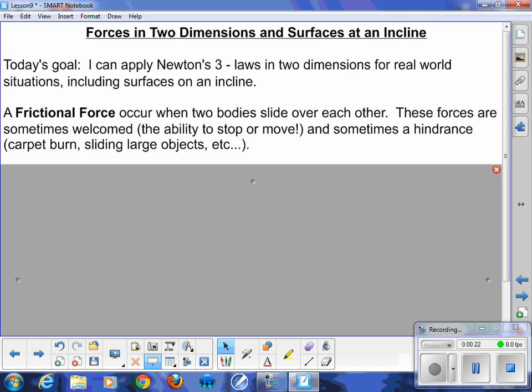So a frictional force occurs when two bodies slide over each other. These forces are sometimes welcomed, like the ability to stop. If we didn't have friction, we would not be able to stop, and wouldn't be able to move. And sometimes it's a hindrance.